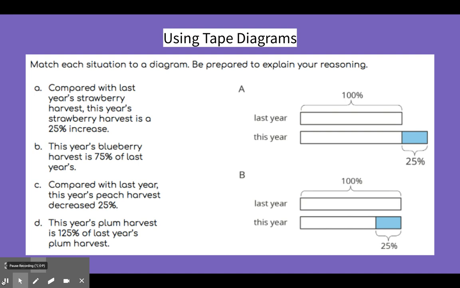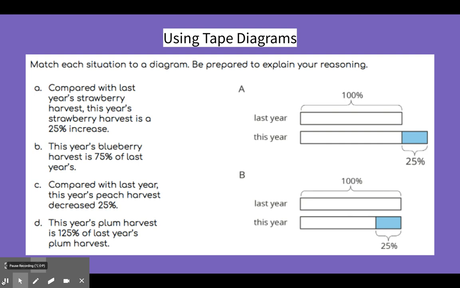All right, so let's go ahead and check our work. For the first one, A, where it says compared with last year's strawberry harvest, this year's strawberry harvest is a 25% increase. That matches with diagram A, because a 25% increase from last year means this year's harvest corresponds to 125% of last year's harvest.